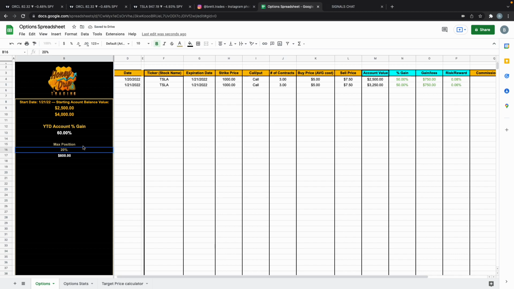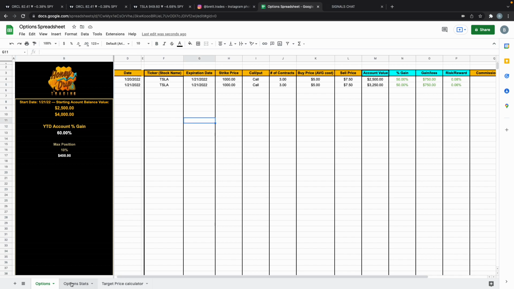And you can always adjust this number depending on how aggressive or non-aggressive you want to be. If you want to be a little bit safer, you can say, I want to only put 10% of my account in one particular position. So that's only going to be $400. So it's automatically going to do the max position for you. It's also going to do your year-to-date percentage gain based upon these two numbers.